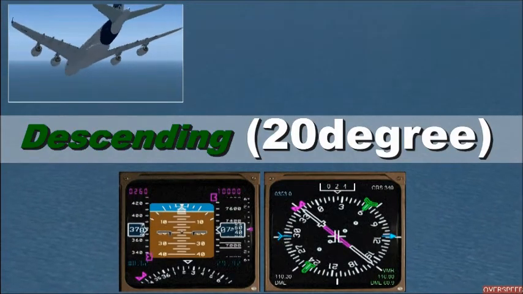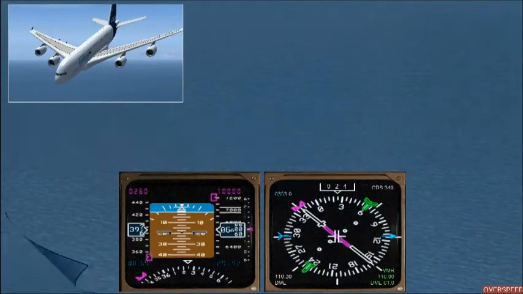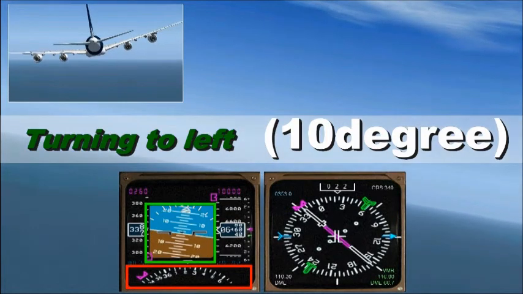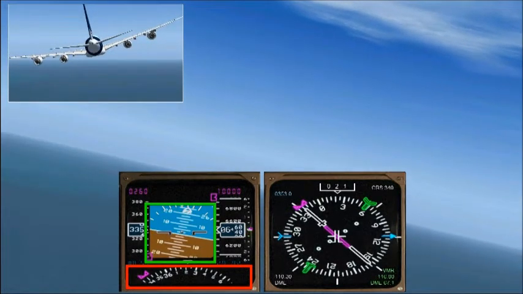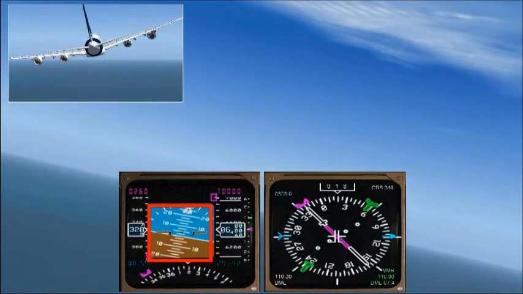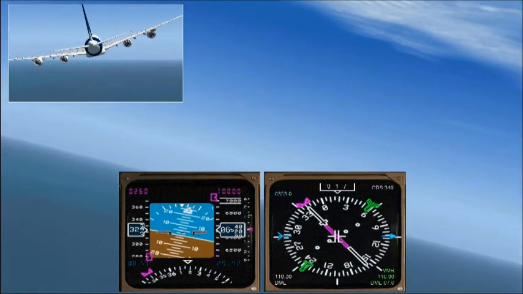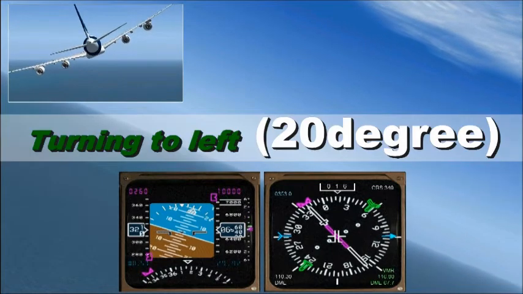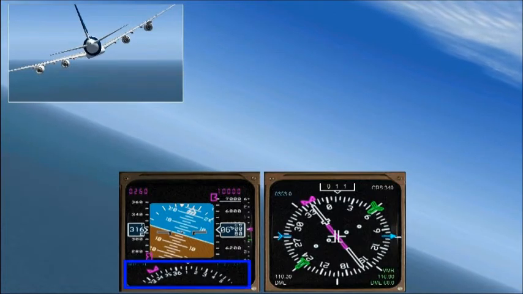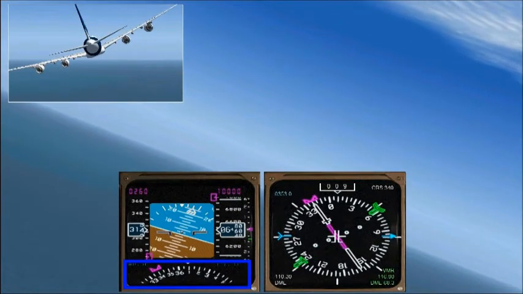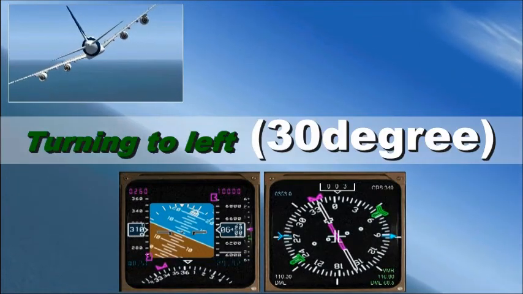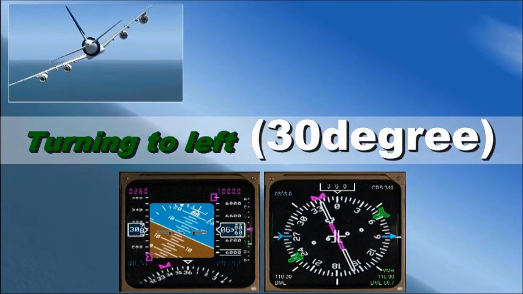Now the aircraft is descending with 20 degrees. Turning to left with 10 degrees. Inside the artificial indicator, the symbol of the aircraft is tilting to the left at 10 degrees. Turning to the left with 20 degrees. The turning of the aircraft results in the heading indicator moving towards the west. Turning to the left with 30 degrees.